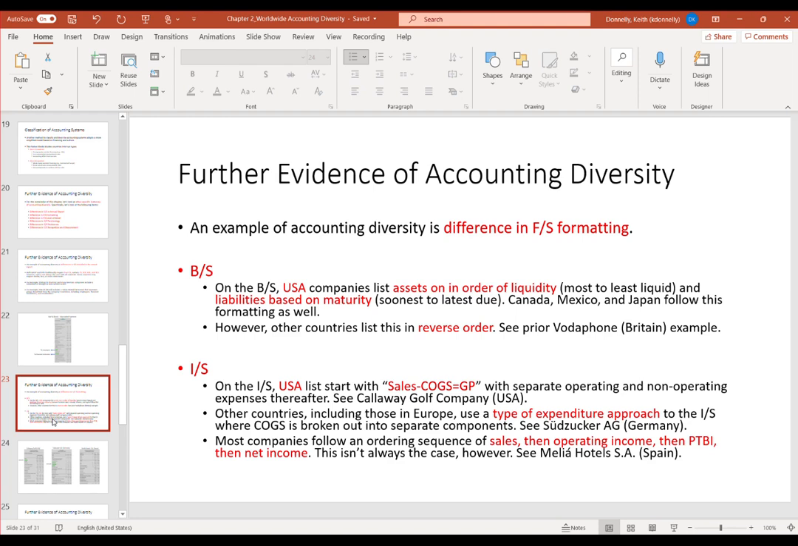The next one here is formatting. So we showed the Verizon versus Vodafone. On the balance sheet, we're going to list our assets in order of liquidity, most to least liquid, and our liabilities based on maturity, the soonest due to the latest due. Other countries like Canada, Mexico, Japan, they're going to have a similar formatting to this. However, other countries like Vodafone, they could be the reverse.